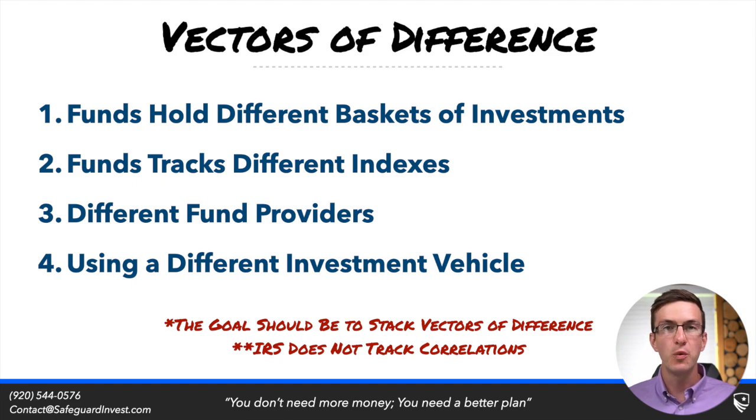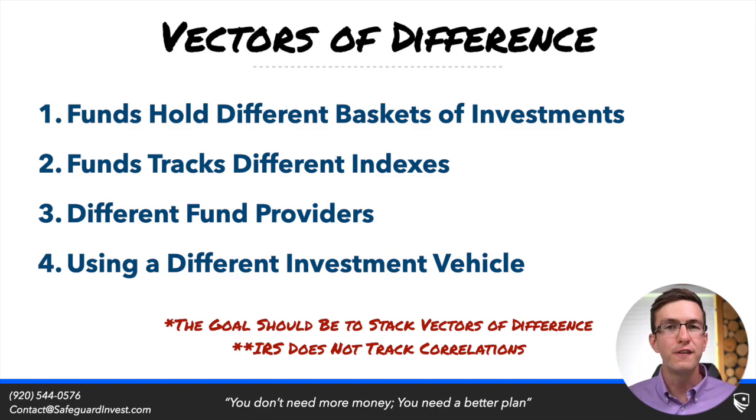So for instance, let's say that we sell out of something like the S&P 500 that holds the 500 largest companies, and we buy into an ETF that holds the largest 750 companies. Well, this would hold a different basket of investments and would be a substantial enough vector of difference. So let's say that we have 2 large cap value ETFs, but they track different indexes. The underlying index, one bases on price to book ratio, the other bases on price to sale. Both of those are value metrics, and they might hold a lot of the same investments, but those underlying indexes are different enough and have a different methodology for what those given indexes hold.